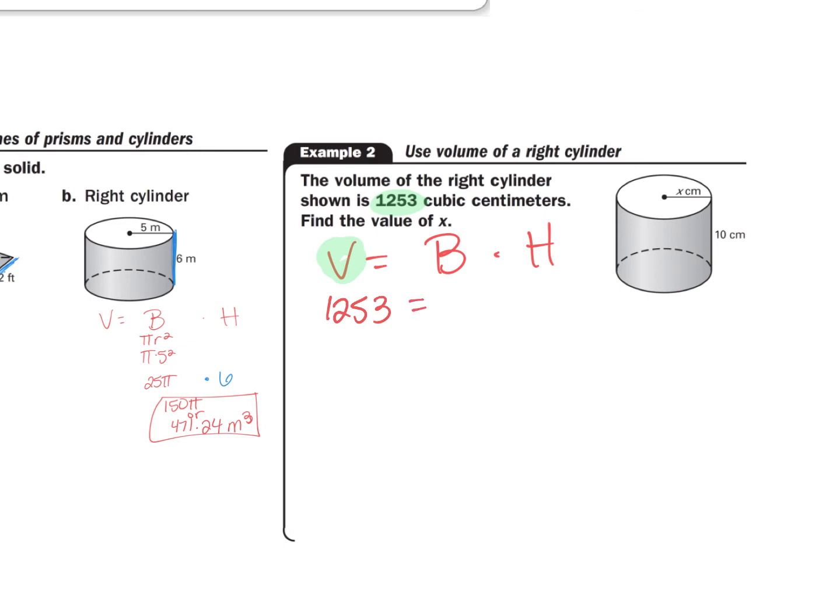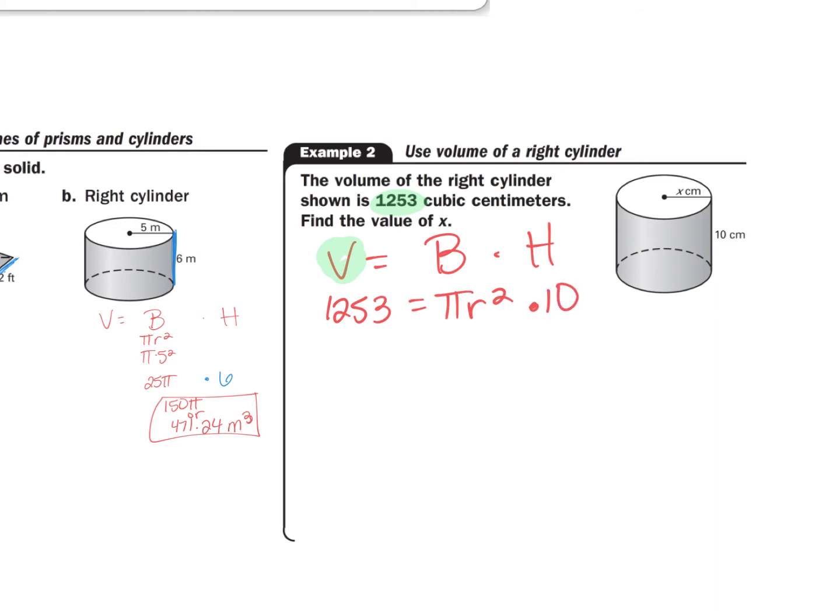1,253 equals, what is the formula for the area of the base? Well, what is the base on this? It's a circle. So pi r squared times, what is the height of your prism or your cylinder? Well, that's going to be 10.